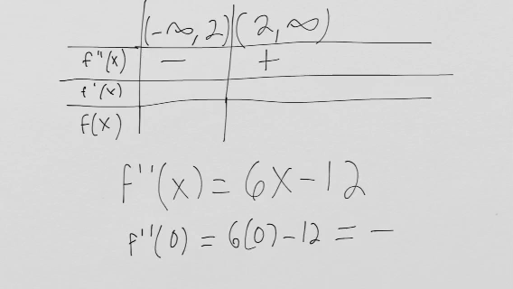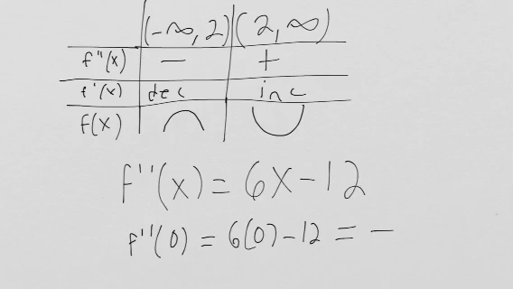So that means that f prime of x is decreasing from negative infinity to 2, and it's increasing from 2 to infinity. And so a negative f double prime, a decreasing f prime, means that f of x is going to be concave down. Concave down, that's a frown. And then positive f double prime, and increasing f prime means that f is going to be concave up. So then we can say that we have a point of inflection at x equals 2.